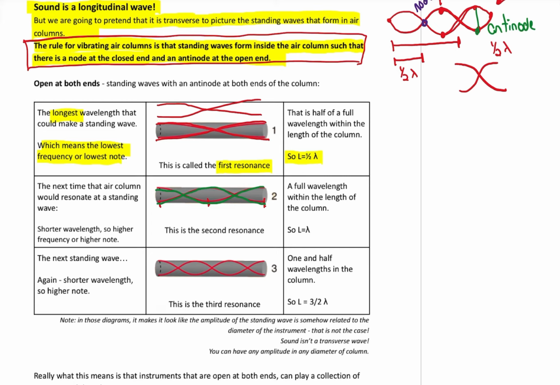What we've done is we've squished the wavelength so that that standing wave pattern can fit in there. So it's a shorter wavelength. So this would play a higher note. It gets called the second resonance.